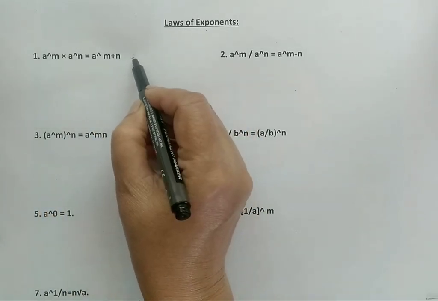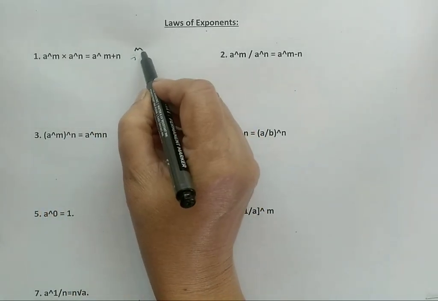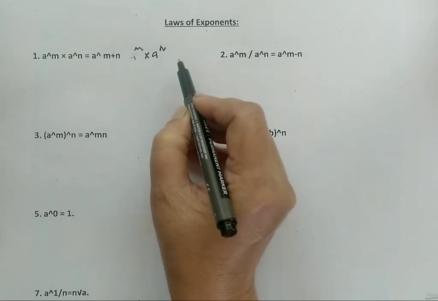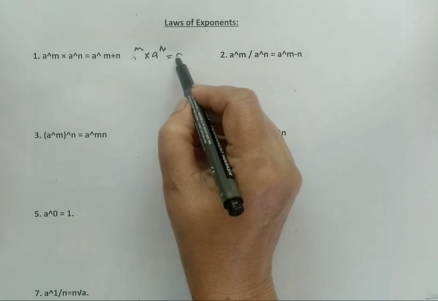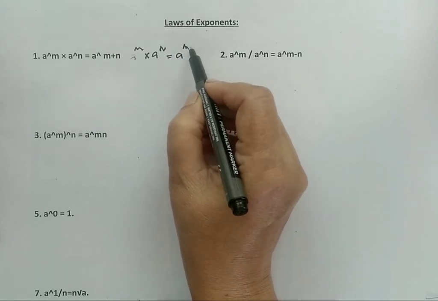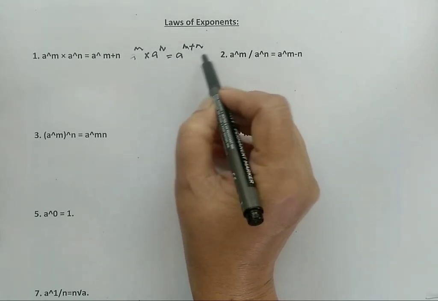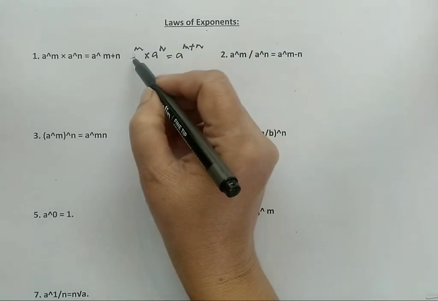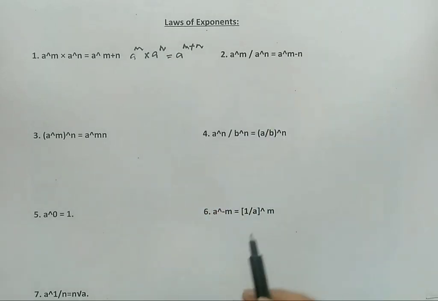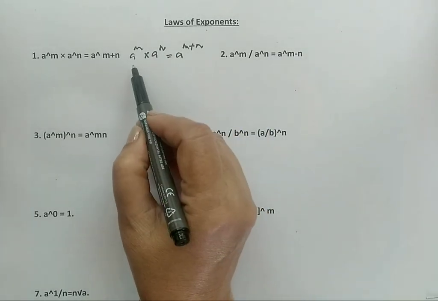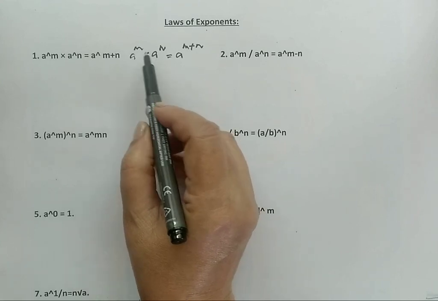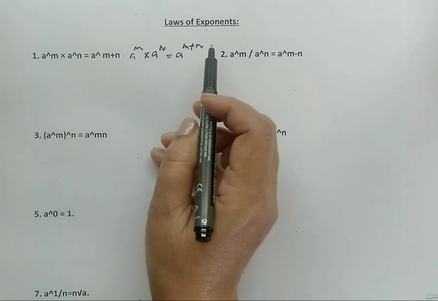Let me just straighten up. a to the power m multiplied by, say, a to the power n. It is equal to a to the power m plus n, with m plus n being the exponent for a. All right, guys. So, if you can just see the details, we have the common base. Then and only then we can add up the exponents.